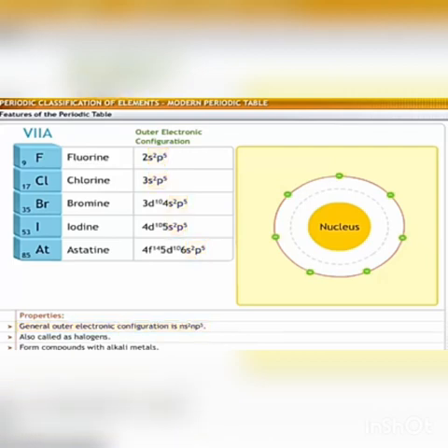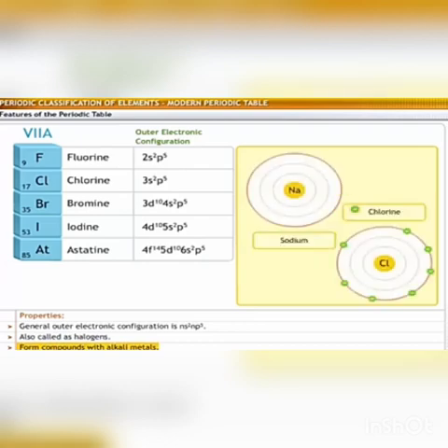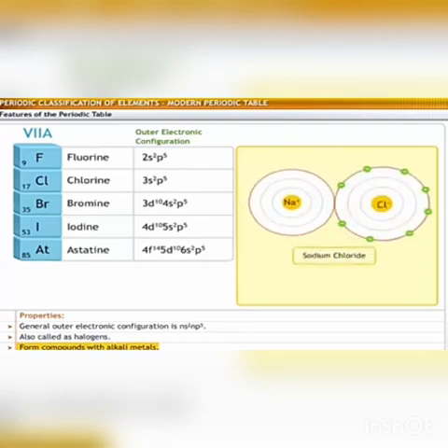The elements in this group are also known as halogens because they have originated from the sea. These elements have the tendency to gain electrons and become stable. This property helps in the formation of compounds with alkali metals. For example, chlorine accepts 1 electron from sodium to form sodium chloride.